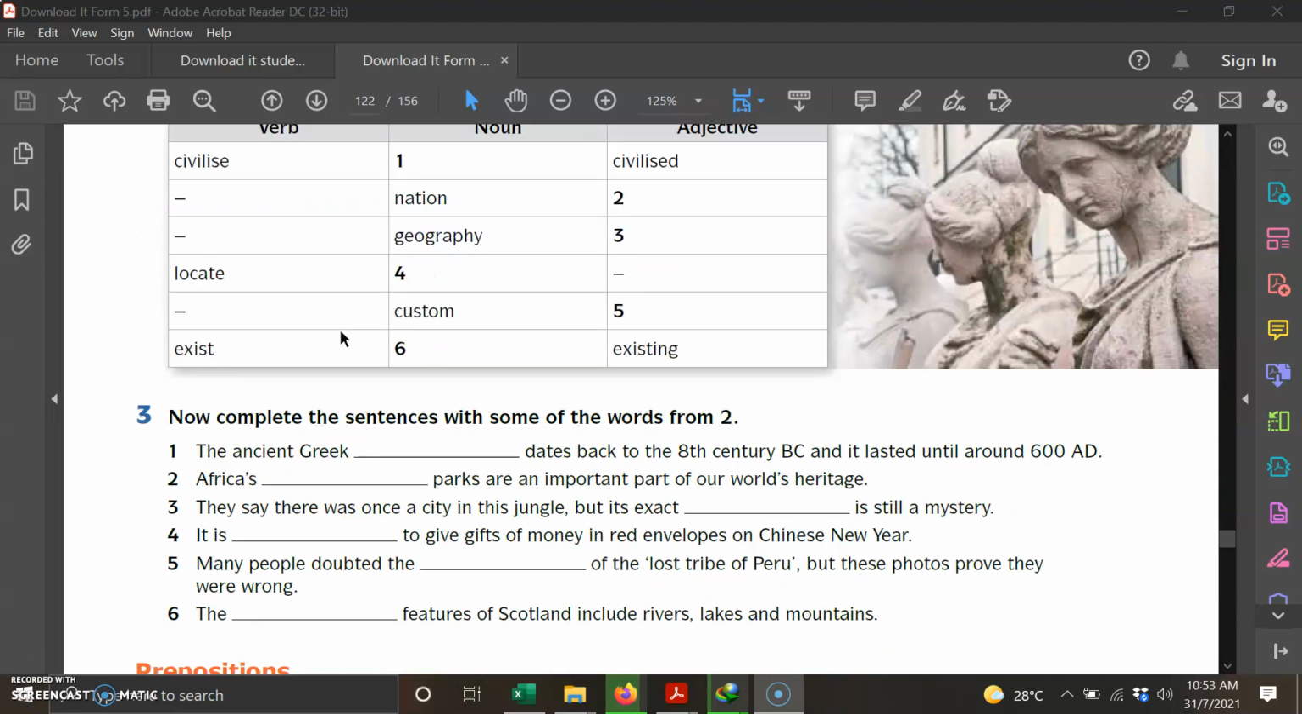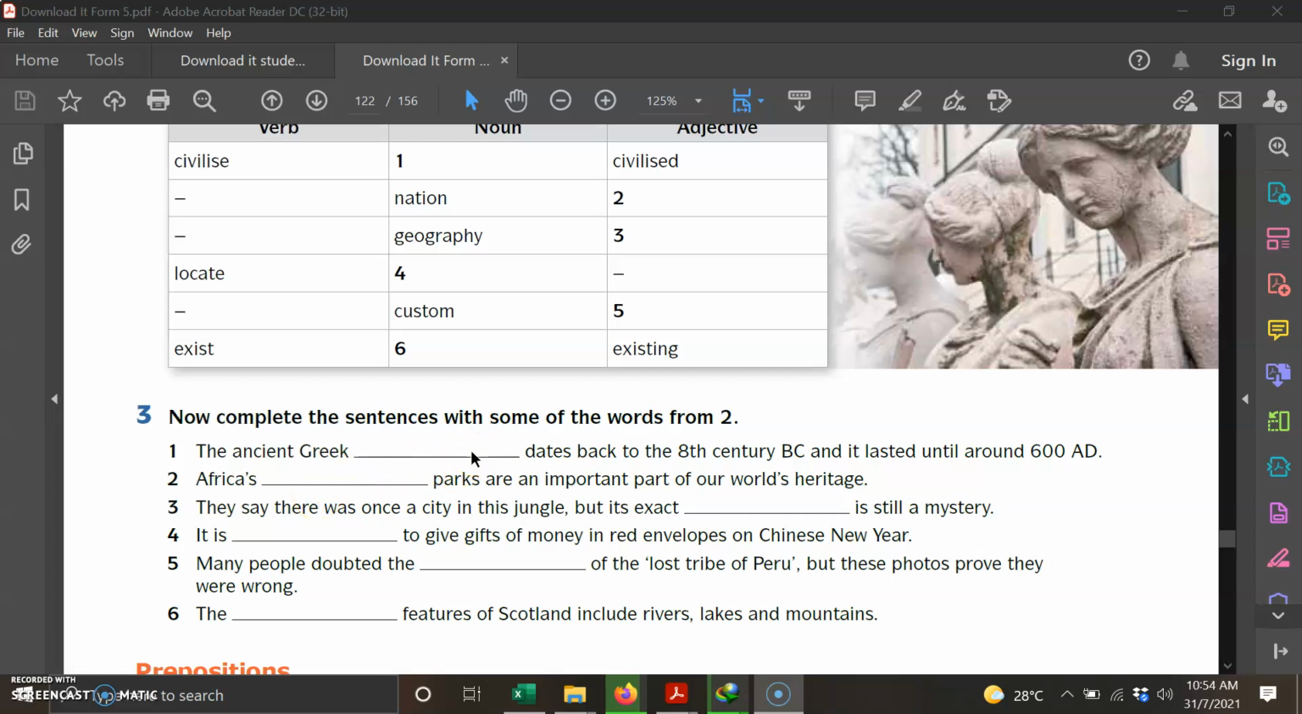Okay, next one, number 3. Now complete the sentences with some of the words from task 2. After you have filled the table with the answers, then you have to fill in the blanks in task 3 with some of the words from task 2 that you have done. Number 1, I'll give you one example. The ancient Greek. Ancient means tua, lama. Tamadun Greek lama. The answer is civilization.